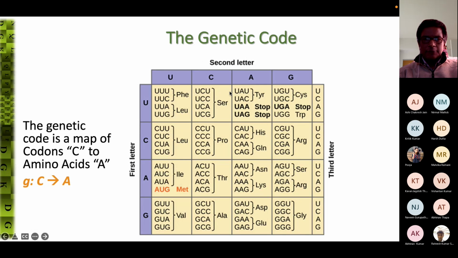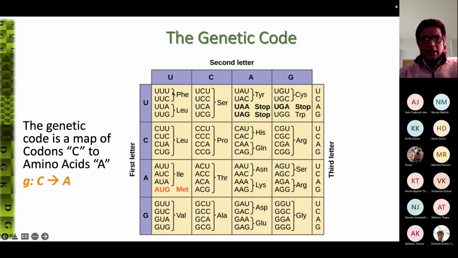So this is the code now, as you can see. It's nothing but a mapping of codons, which is set C, to the set of amino acids, 20 in number. And you can see that the first letter of the codon is on this column here. The second letter is here. And the third letter is here on this side.